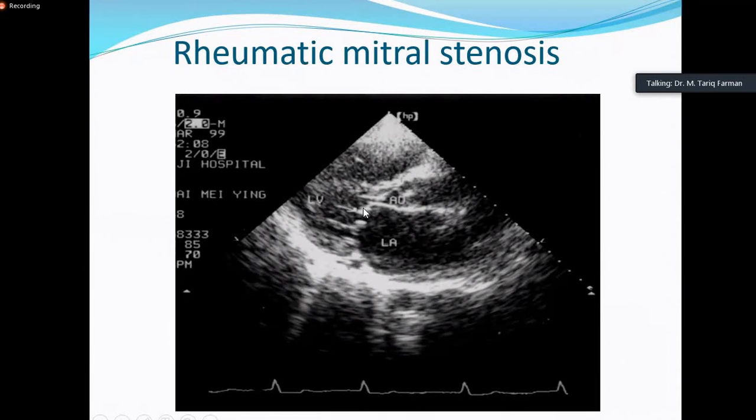You can see the doming of the anterior mitral leaflet, the doming of the posterior mitral leaflet, and a very narrow space. The blood is hardly going into the left ventricle. There is pooling of blood in the left atrium, and left atrial dilatation over there. So these are the typical findings of mitral valve stenosis on echocardiography.